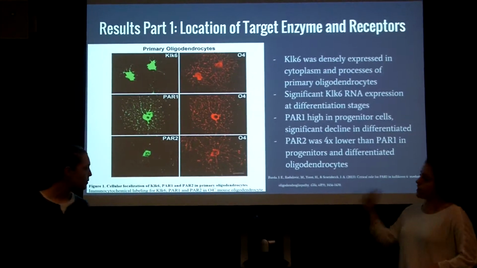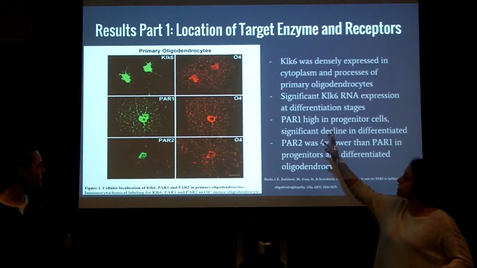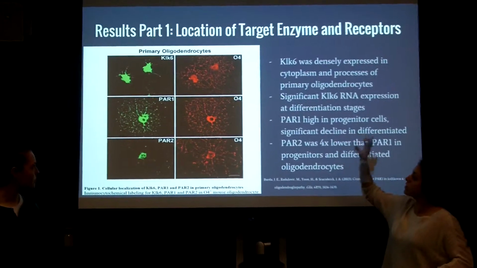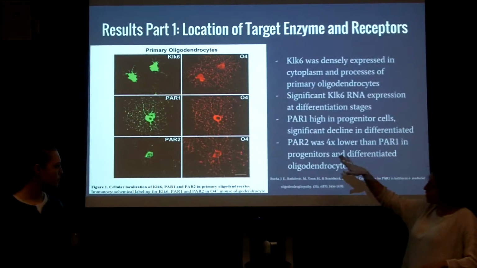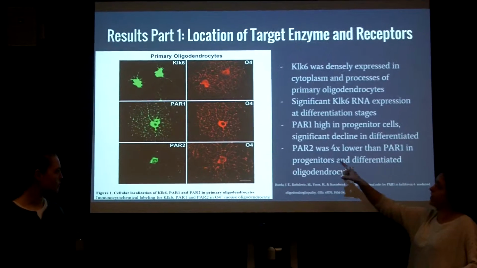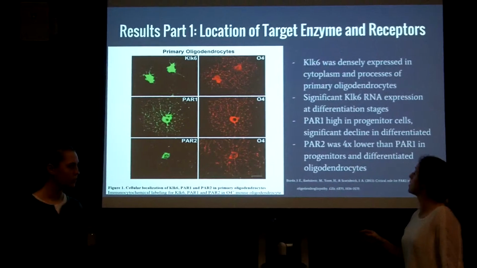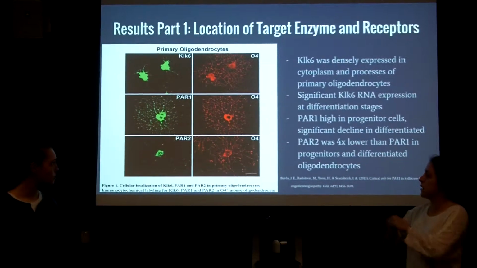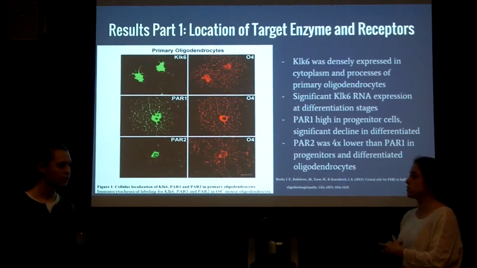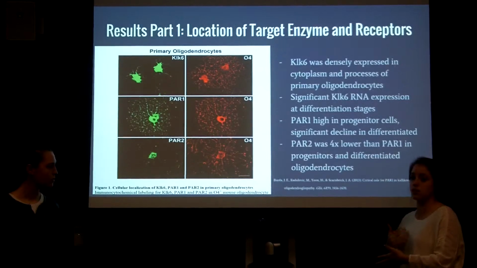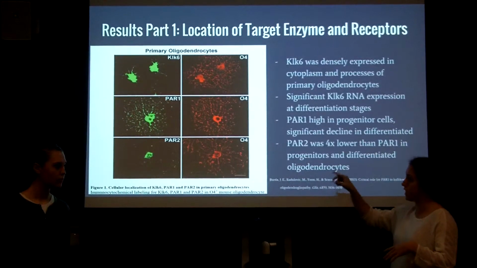So this is the first part of their results. They wanted to test exactly where it was located. So you can see in that top left green picture that KLK6 is greatly localized within the cell bodies in the cytoplasm of oligodendrocytes. And then you can see that they tagged PAR1 in these next two. And O4 just refers to a type of oligodendrocyte that they used. And you can see that it's widespread throughout the entire protein. And then they also noticed, which was something interesting, that PAR2 was 4 times less expressed in the cells, and it was only localized to the cell bodies.